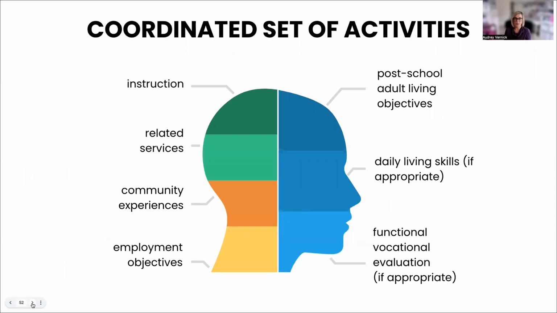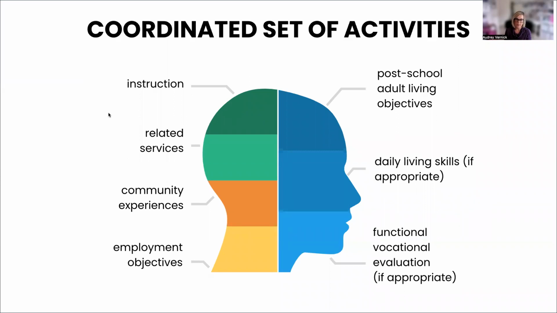So here's an example of a coordinated set of activities, or some activities you could consider. Instruction: this could be specially designed instruction or special education. It could be the course of study, like your child wants to go to college. Maybe they need to take AP courses to go into the college that they want, and maybe they need a tutor or some school-based supports to do that course. That would be part of the IEP. And there can be other instruction needs, so there's not a limit. What are the related services they're going to need in order to reach their transition goals?